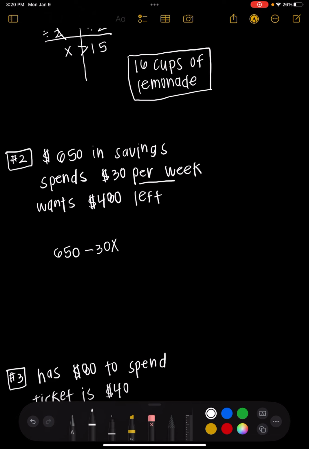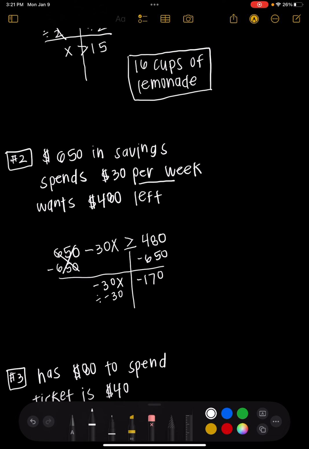Now the right side has to do with this 480. We know we want at least $480 left. So that tells me that this left side has to be bigger than or equal to $480. It cannot be less than $480. This is our equation. Now we get to solve it. So to solve it, we would subtract 650 from each side, which would give us negative 170. The 650s cancel out over here, so we're just left with negative 30x. Then we're going to divide each side by negative 30.